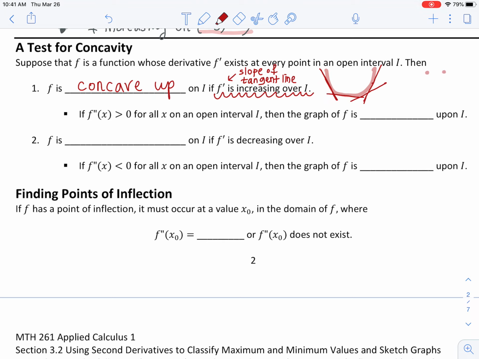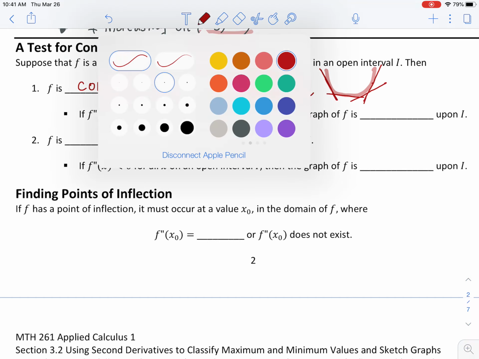So that's concave up. And you know how I memorize it? This is what I do. Concave up looks like a little smiling mouth. And then if you try to draw those tangent lines below it, the graph will be above it. But that's where the slope of the tangent line is increasing.